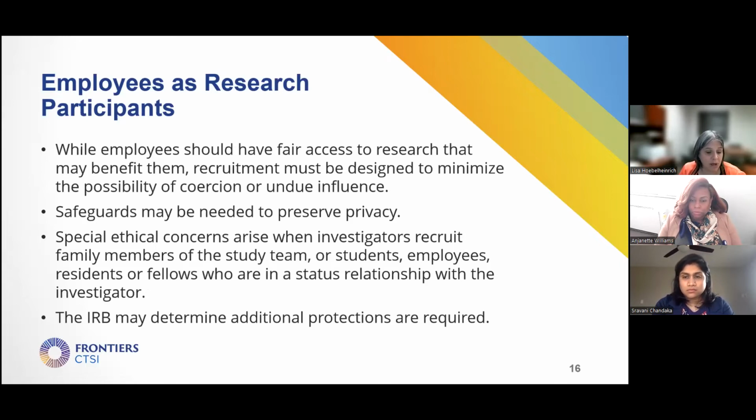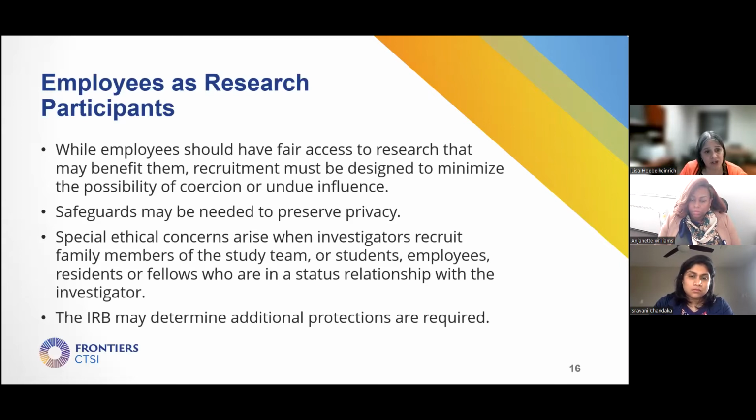For example, putting up sign-up sheets or postings or other methods where the employee themselves would express interest in the research instead of the investigator approaching employees. We have to be mindful of safeguards to protect the privacy of any employees who would be enrolling.